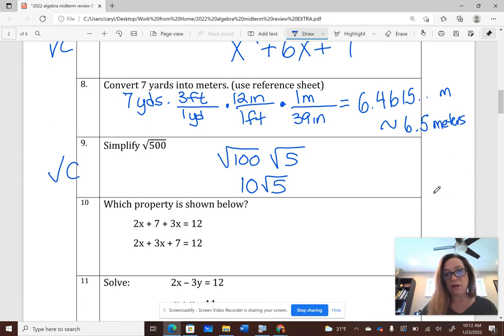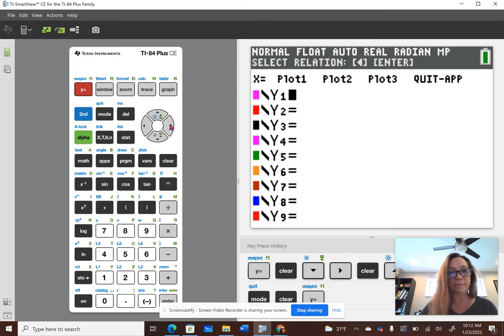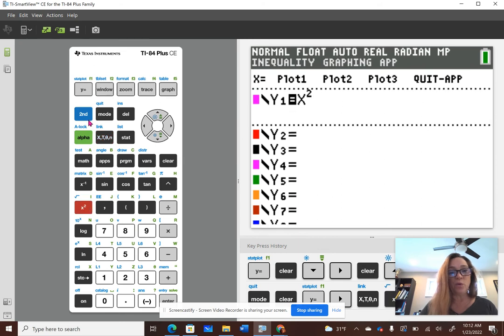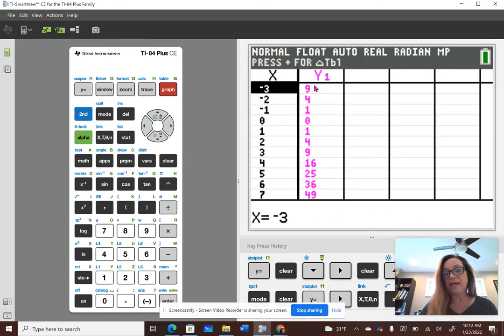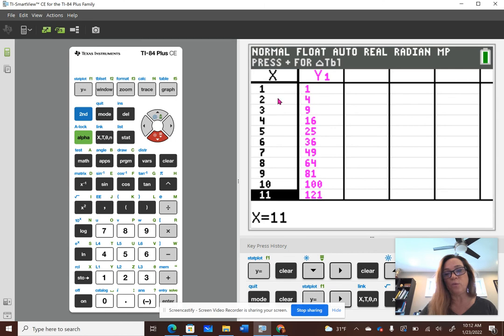All right, you can also use your calculator by hitting y equals x squared, and then going to your table, and that'll give you a list of your perfect squares. And you probably want to start looking at your perfect squares at 1. And those are your perfect squares, so that'll help you.